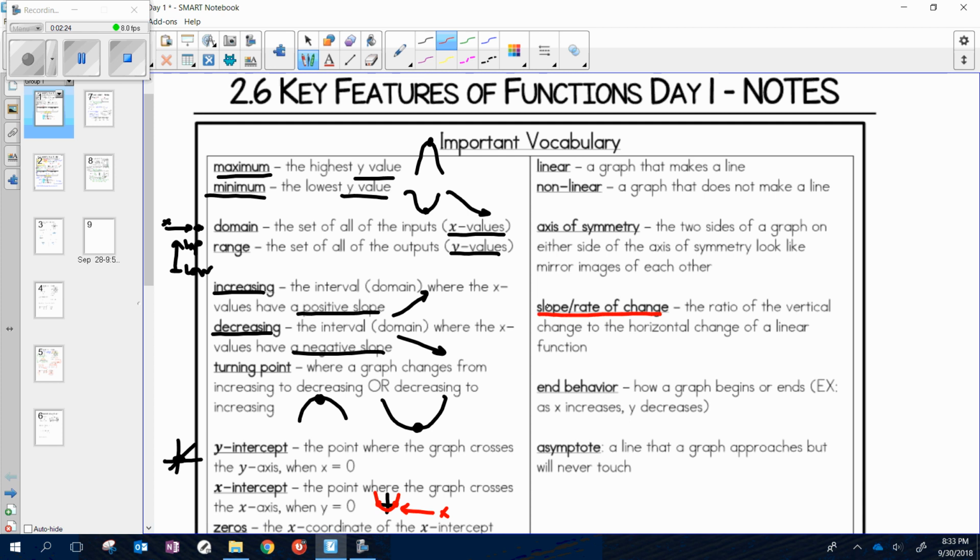Slope and rate of change over here, I think you recognize from last year, it's a ratio of the vertical change to the horizontal change. I always think y minus y over x minus x, change in y over change in x. And linear, nonlinear, axis of symmetry. Axis of symmetry is a line that cuts a graph right down the middle. It's an axis line, a vertical line usually.